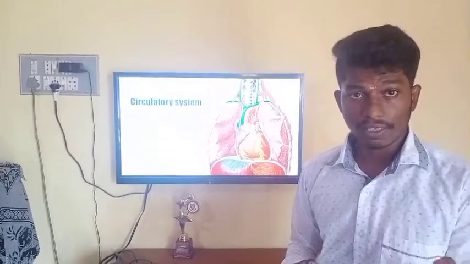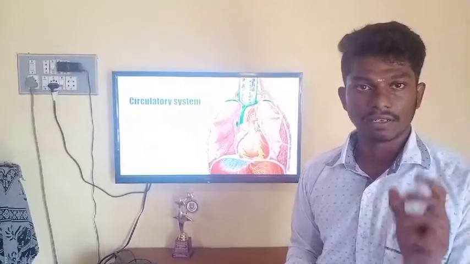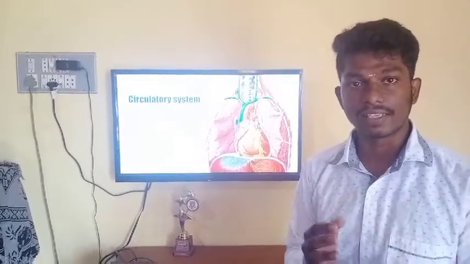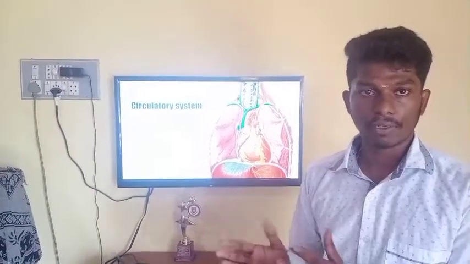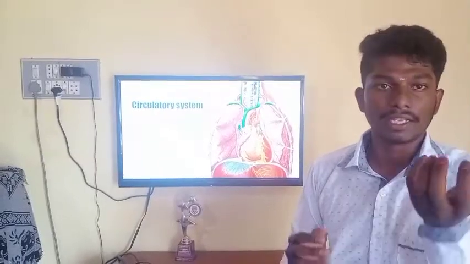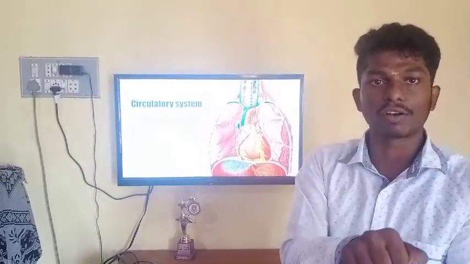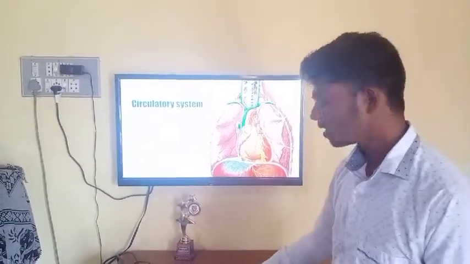But the oxygen is mainly carried by red blood cells, RBCs. The RBCs contain hemoglobin, which carries oxygen from the lungs. Means the hemoglobin protein binds the oxygen from the lungs, and it takes it to various parts of our internal organs. Let's see how.